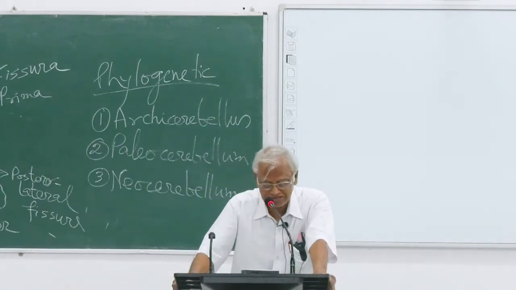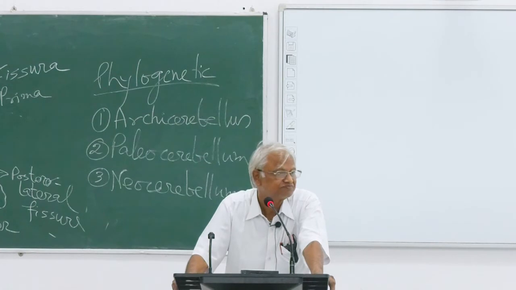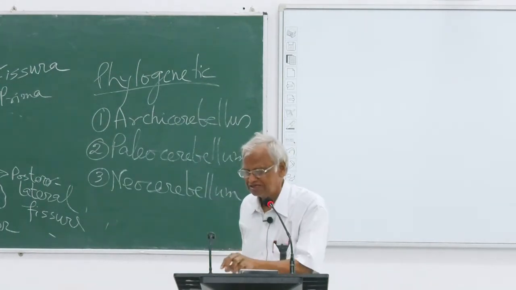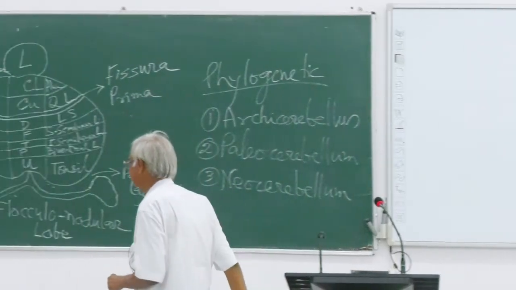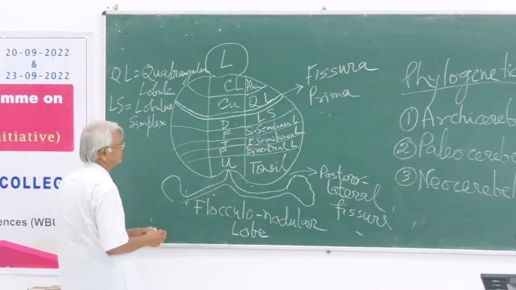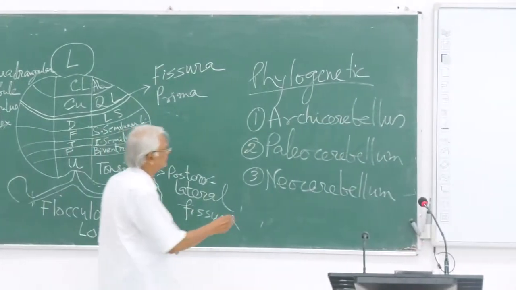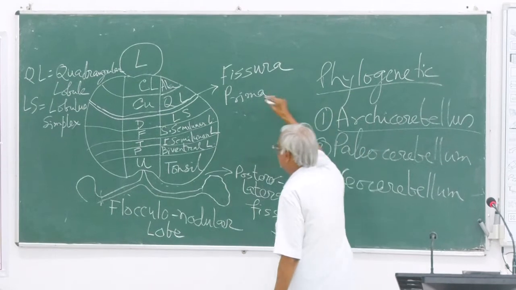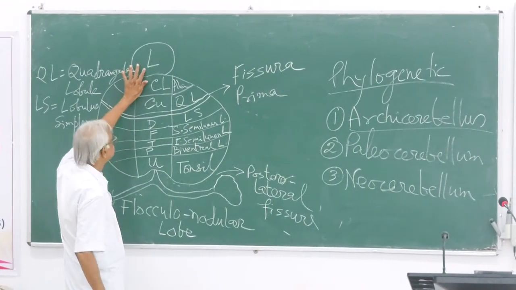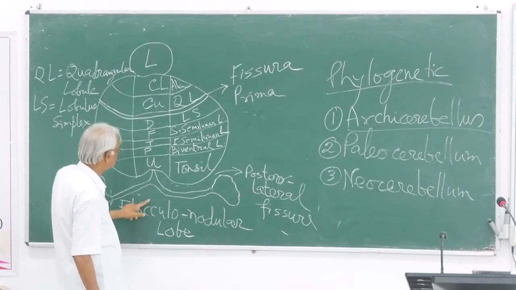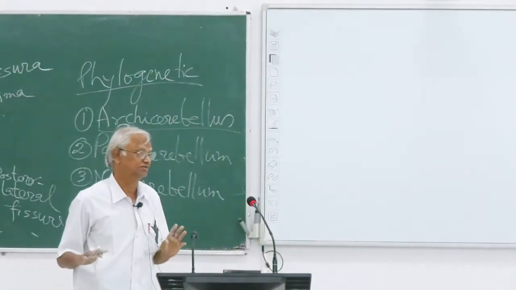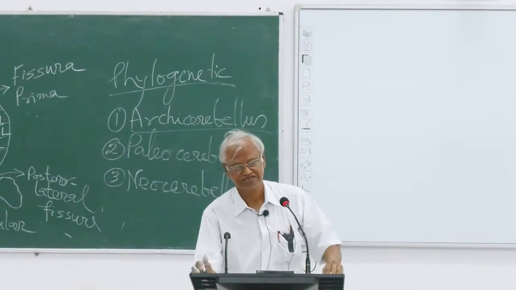But you have to corroborate it with the anatomical condition. What is the archicerebellum? Tell me anatomically. The examiner may ask, and your friends may also ask. You have already done the anatomical surface. The lingula and the flocculonodular lobe together make the oldest part, that is the archicerebellum.